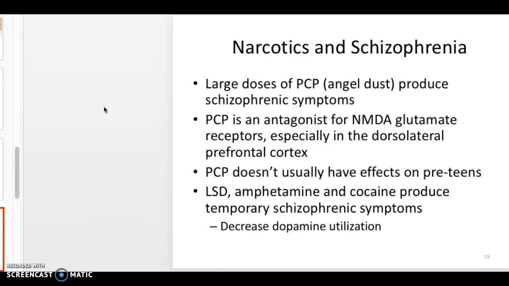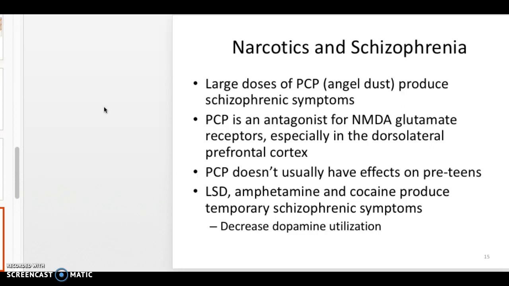Glutamate is an activating neuron, right? Excitatory. So if it's an antagonist, it's stopping that. And we know that people with schizophrenia have lower activation in the dorsolateral prefrontal cortex. So if we're blocking that activation, blocking those neurons, then we can see why that might happen.